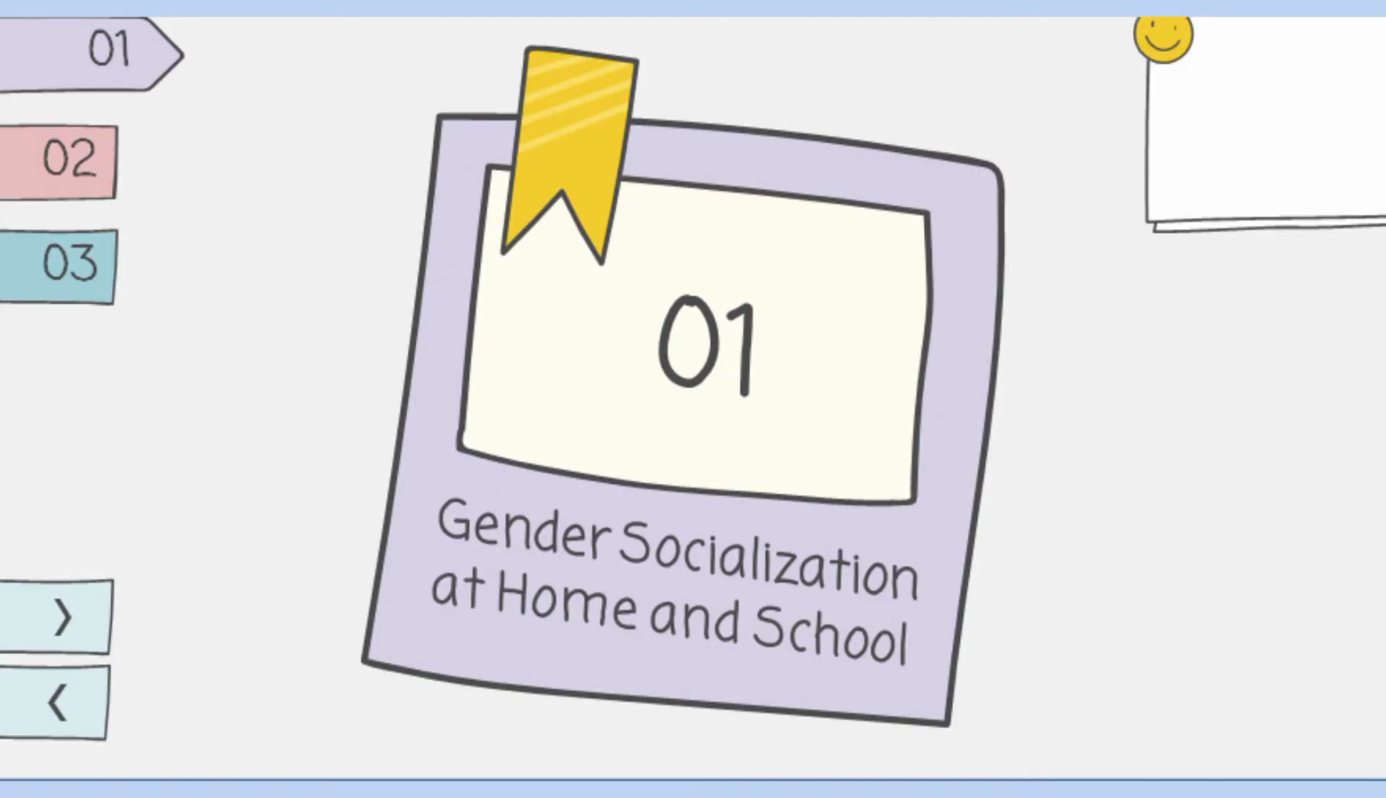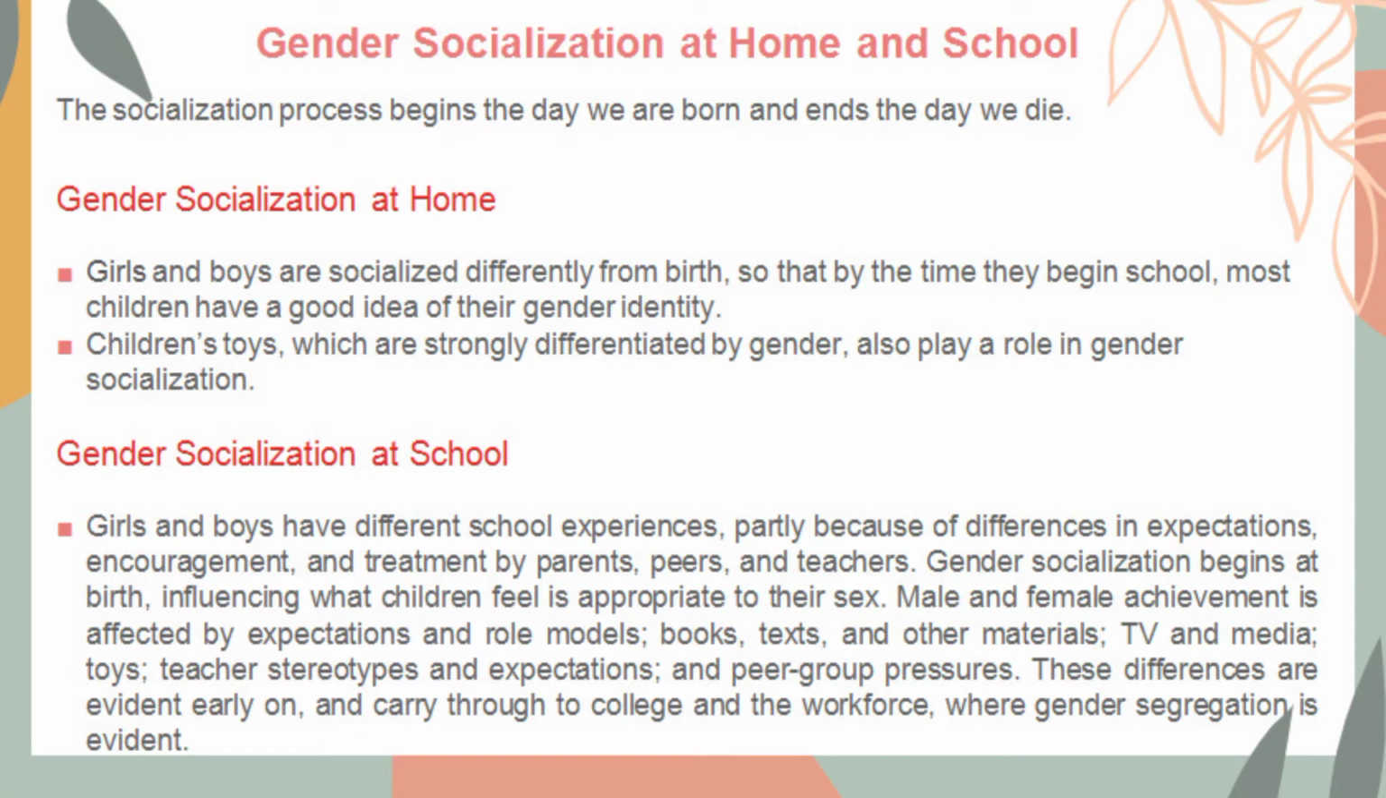The first topic is gender socialization at home and school. The socialization process begins the day we are born and ends the day we die. Gender socialization at home: girls and boys are socialized differently from birth, so that by the time they begin school, most children have a good idea of their gender identity.